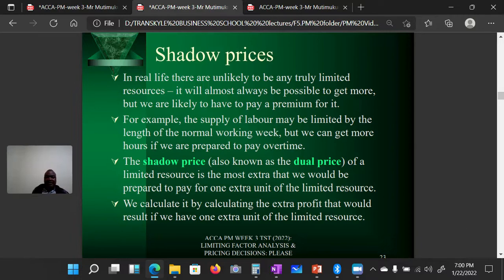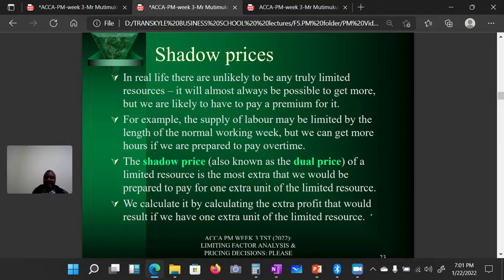In real life there are unlikely to be any truly limited resources. It will almost always be possible to get more, but we are likely to have to pay a premium for it. For example, the supply of labor may be limited by the length of the normal working week, but we can get more hours if we are prepared to pay overtime. So in short, a dual price is the most extra that we would be prepared to pay for one extra unit of the limited resource.